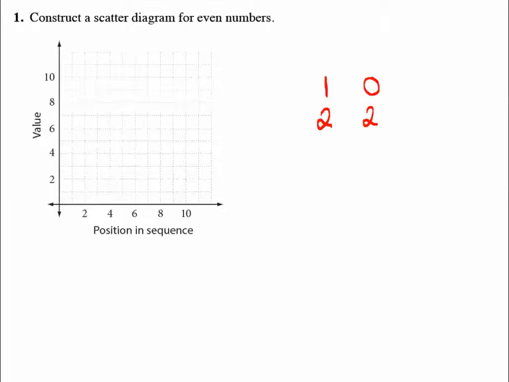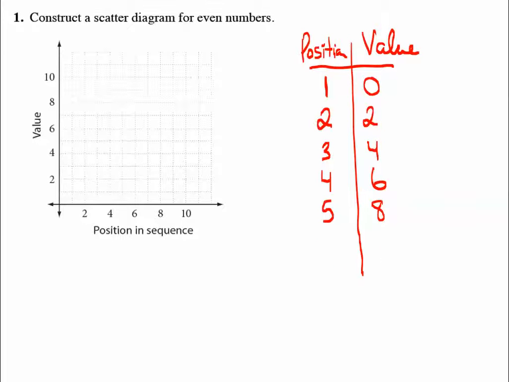All right, so let's see if you guys agree here. The third position, next even number would be 4. The next one after that, awesome. Next one after that, and then finally like 10. We good? So we wrote out 6 even numbers. Can we construct a scatter plot or scatter diagram with this?